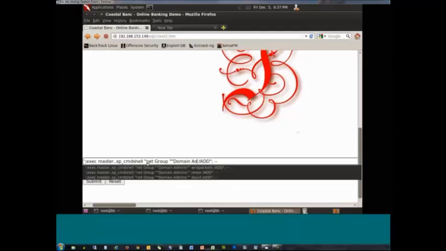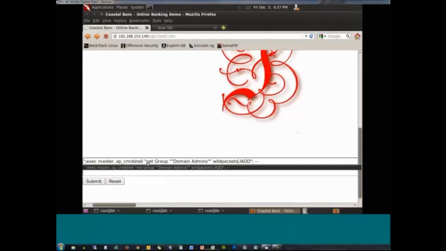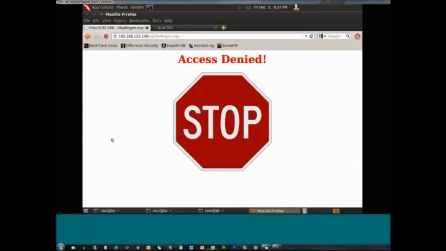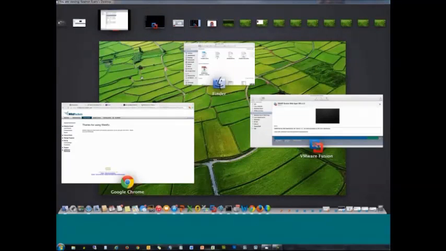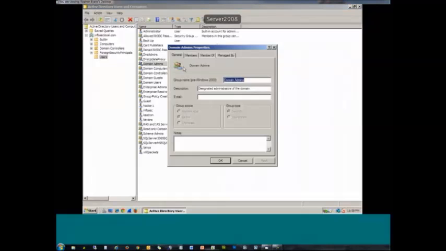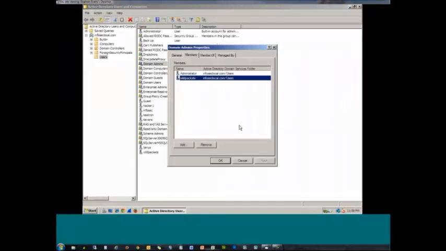And I want to add the user WildPackets to the domain admins group. So we perform that injection. We go check Active Directory on that victim. We can see that in the domain admins group, WildPackets is now domain admin. So we went from just logging in to being able to inject in the LDAP and the Active Directory. We have a user account, and that account has admin privileges.